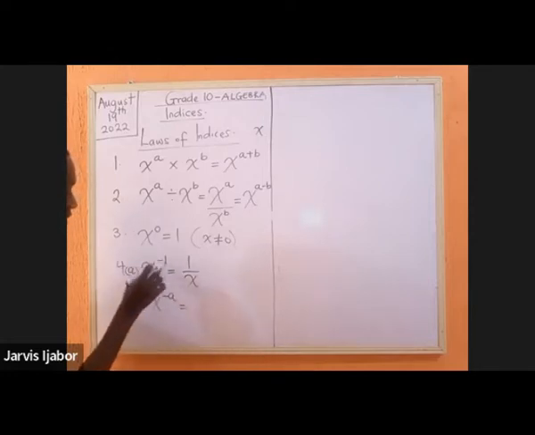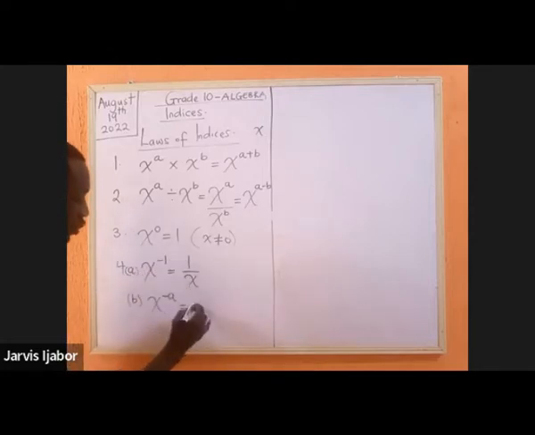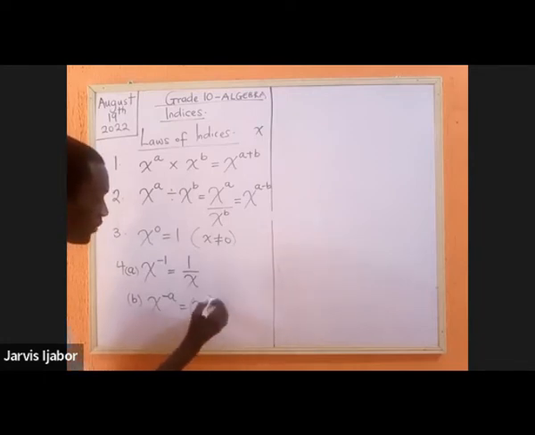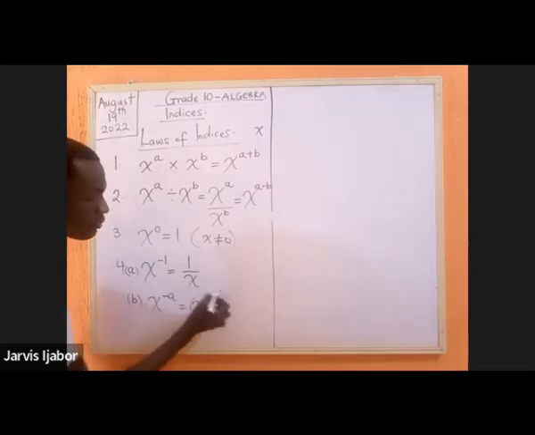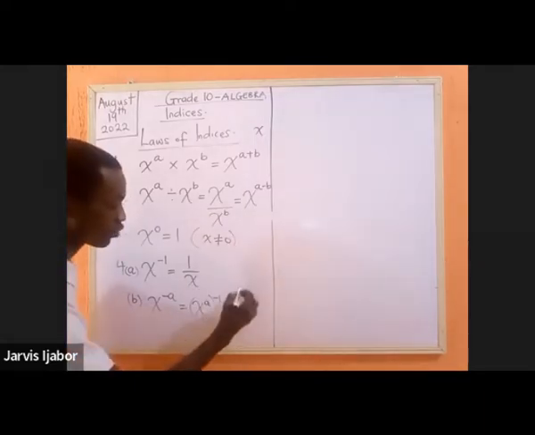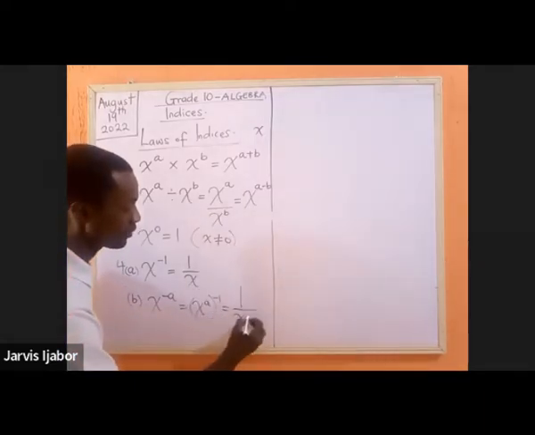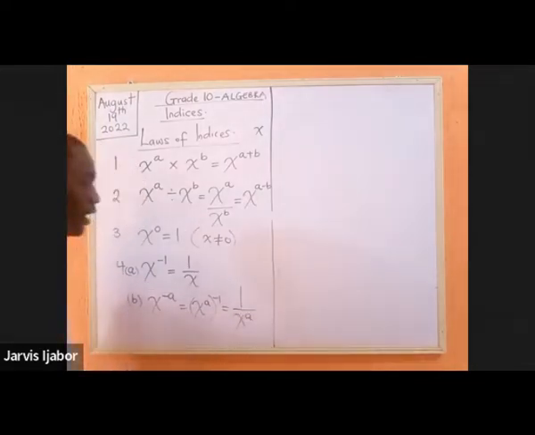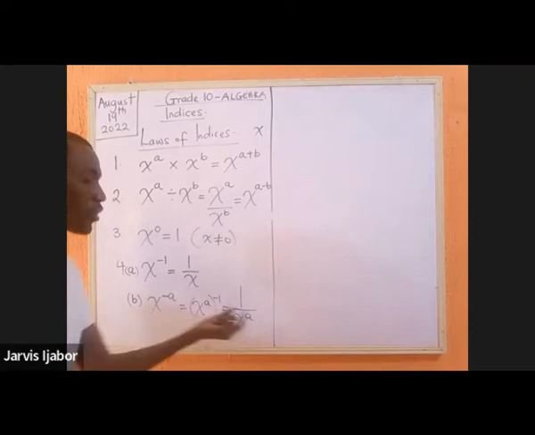If this is raised to the power of this, it could also be x raised to the power of what? A, or raised to the power of -1. This -1 means what? 1 over. This will be what? 1 over x raised to the power of what? A. Now, this is a concept of writing negative index to become positive index.